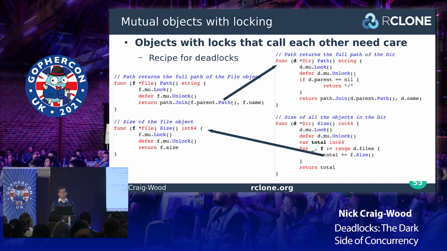Objects which contain locks that call each other's methods are a deadlock waiting to happen. This happens naturally in more complicated systems, for example, file systems, and great care needs to be taken not to cause deadlocks. Going back to the directory and file example, the problem is caused by the fact that the directory and file both call each other's methods. The general solution to this is called total lock ordering, but we're going to look at some easier mitigations first.